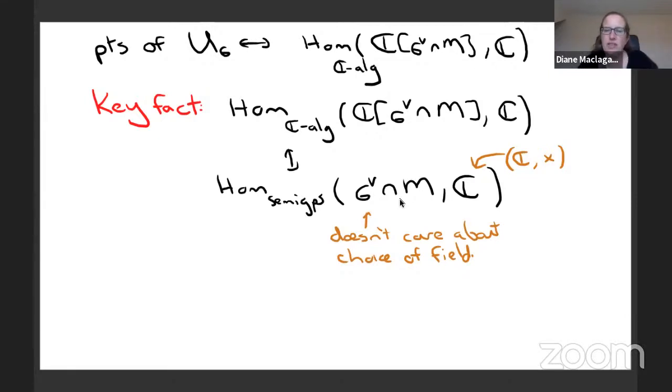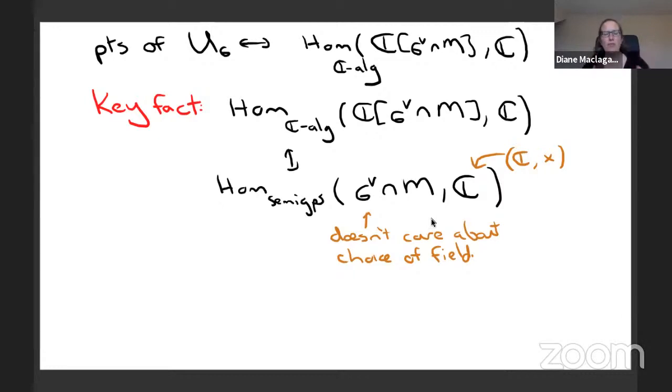It was just the lattice points in the positive orthant, and I'm mapping them. I have things like (1, 0), that was X. Wherever it's sent to, (2, 0) has to be sent to the square of that number. So we just need semigroup homomorphisms from sigma dual intersect M to C times.